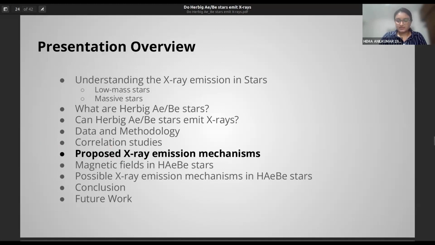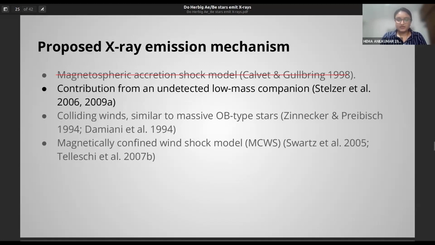Now, in the literature, many theories were proposed to explain the X-ray emission mechanism in these stars. One of them was magnetic accretion from the disk to the star. By the correlation studies, we have ruled out this model. Next, we will see if an undetected low-mass companion is contributing to the X-ray emission.